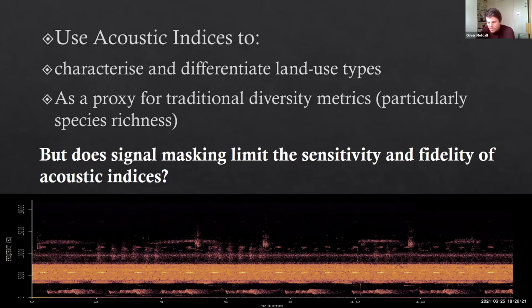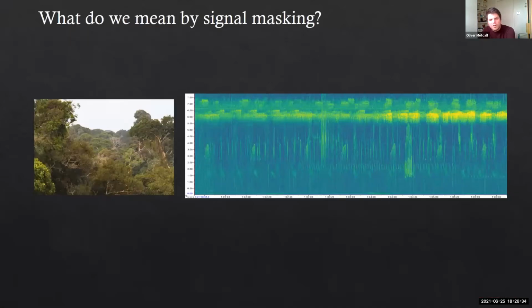And I wondered if signal masking played a role in that, if there was some sort of signal masking that was limiting the sensitivity and fidelity of acoustic indices. Just to explain what I mean by signal masking, because there are obviously lots of different ways that signals can be masked, I'm talking about, in my mind, quite a specific sort of ecological masking.